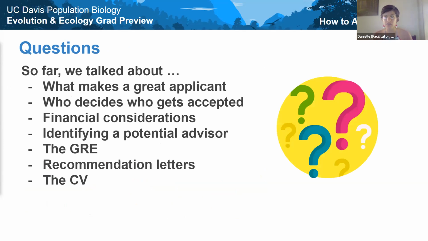Okay, and so we have covered a lot of information, which is listed on the slide. So we've got what makes a great applicant. We've talked about who decides who gets accepted, as well as financial considerations to applying, identifying a potential advisor, the GRE, recommendation letters, and the CV. So now we want to ask, are there any questions?